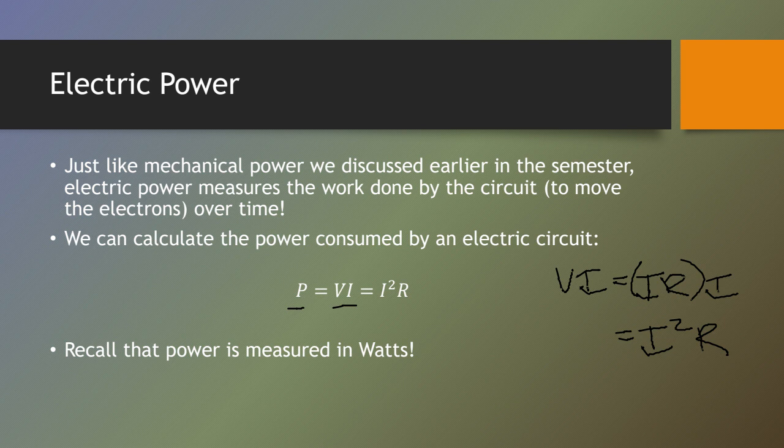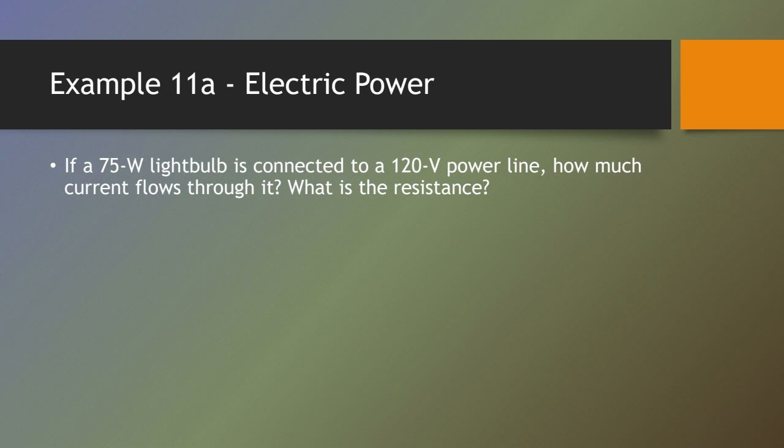Recall that power is measured in watts. And so let's take a look at the last problem here. If we have a 75-watt light bulb connected to a 120-volt power line, how much current is flowing through it? And then on the next slide, we'll figure out what the resistance is. And so our power is 75 watts. The voltage is 120 volts.